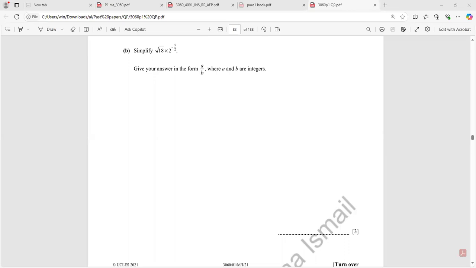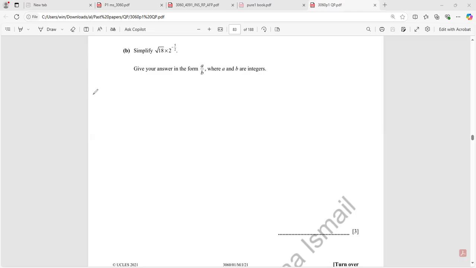Here in question B, he asked you to simplify. Please, you have to reduce the power, the root. You have to reduce the root. Don't leave the root big, okay? You have to reduce it. Okay, so let's see 18, how we can make it.